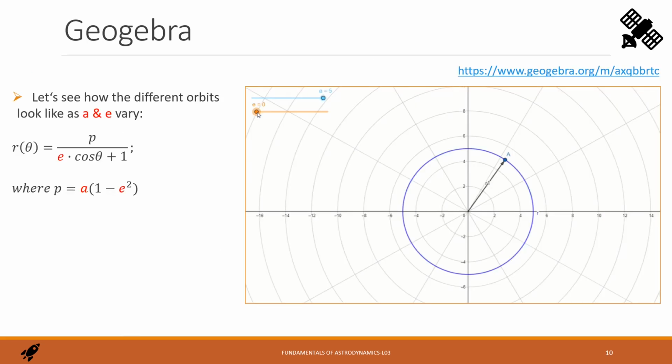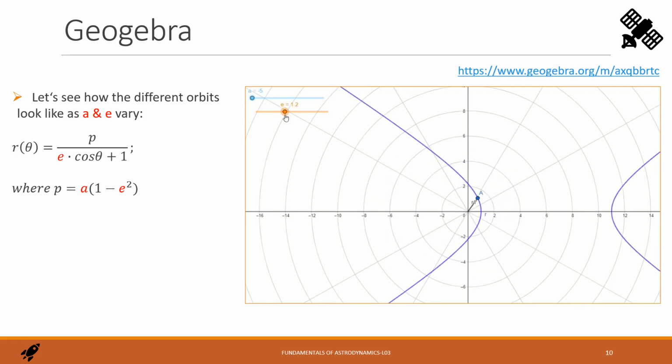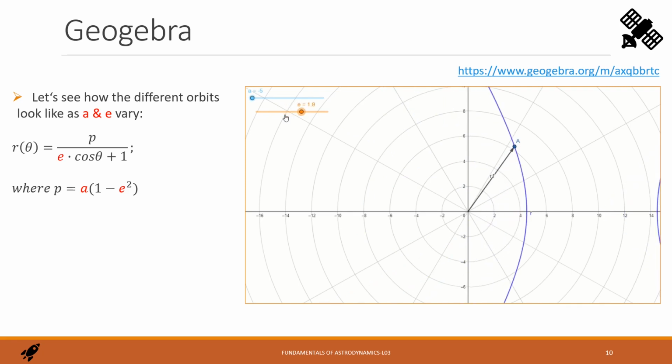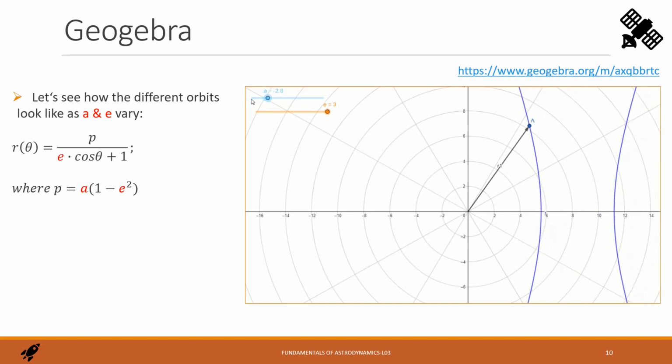Let's see here how the orbits look like as A and E vary. We make a graphical representation of the trajectory equation by means of the program GeoGebra. First, we keep A constant and we change E from 0, circular orbit, to 3, hyperbolic. Then we keep E constant and we change A from -5 to -1 within the hyperbolic range.